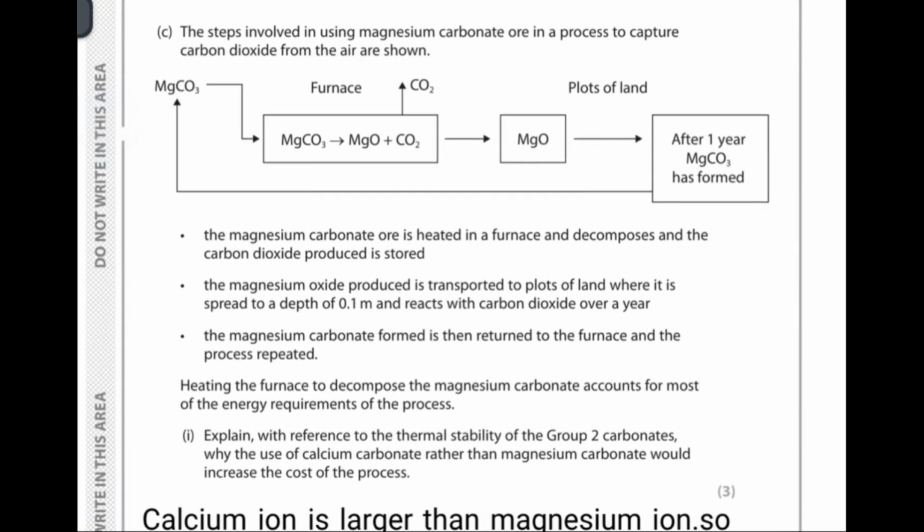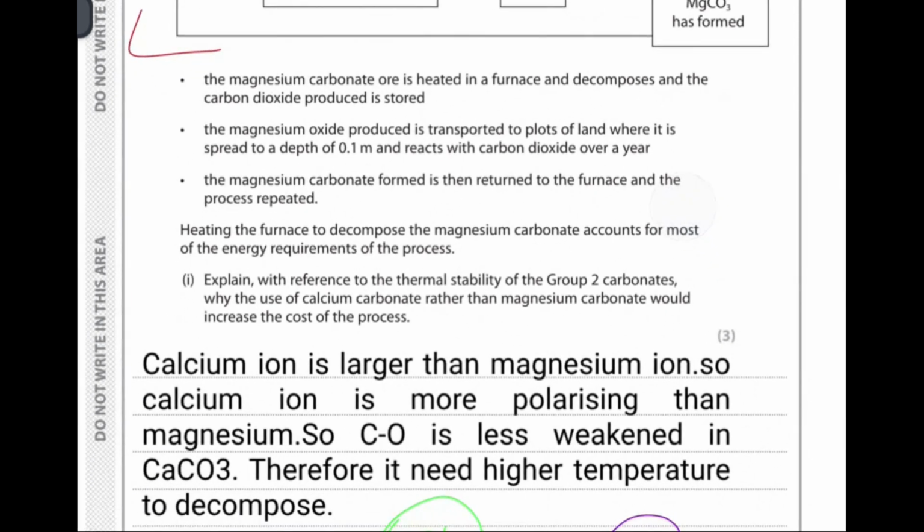Part C, the steps involved in using magnesium carbonate in a process to capture carbon dioxide from the air are shown. So point 1, the magnesium carbonate is heated in a furnace and decomposed, and the carbon dioxide produced is stored. The magnesium oxide produced is transported to plots of land where it is spread to a depth of 0.1 meter and reacts with carbon dioxide over a year. The magnesium carbonate formed is then returned to the furnace and the process repeated. Heat in the furnace to decompose the magnesium carbonate accounts for most of the energy requirements of the process.